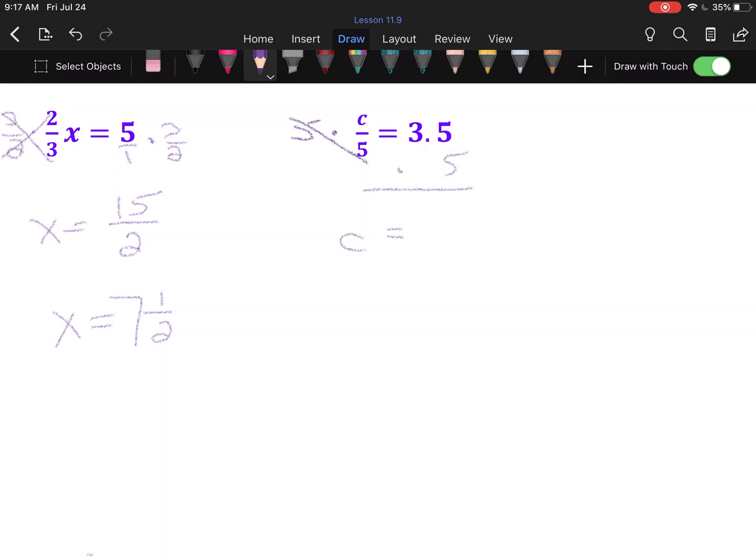C will equal, 5 times 5 is 25, carry the 2. 5 times 3 is 15, plus 2 is 17. There's 1 decimal place in the problem, off of the 3.5, so I need to put 1 in my answer. The answer is C equals 17.5.